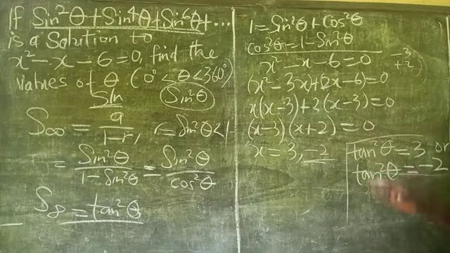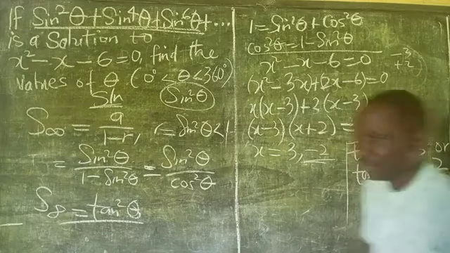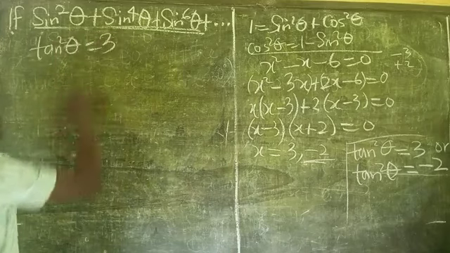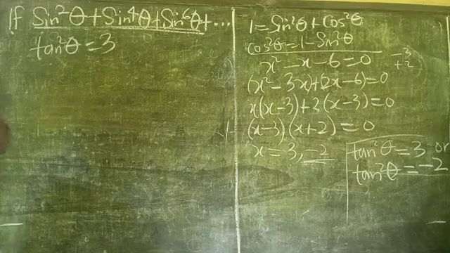So we're going to continue solving it from the other side. So we have tan square theta equals 3. This is the first part. Let's deal with this first. Later we'll do the second one.